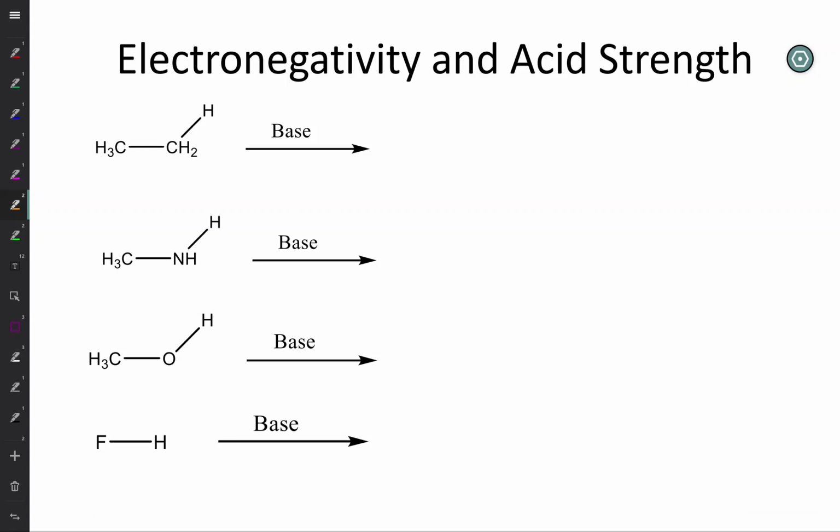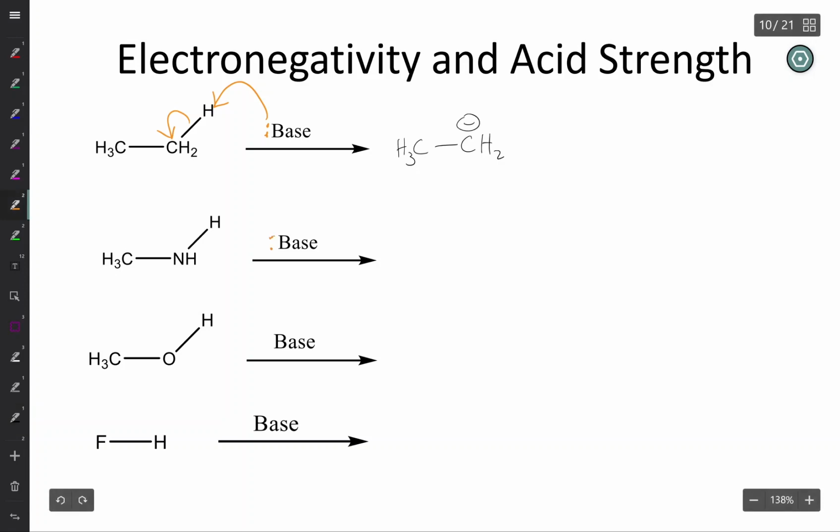One factor is electronegativity. So let's think about how the electronegativity of the atom that H is bonded to will affect how likely the reaction is to happen, all right? So if I imagine these 4 acids, in each case you have hydrogen bonded to a different atom. In the first case you have hydrogen bonded to carbon. If a base were to come along and take that hydrogen, it would leave a negative charge on carbon.